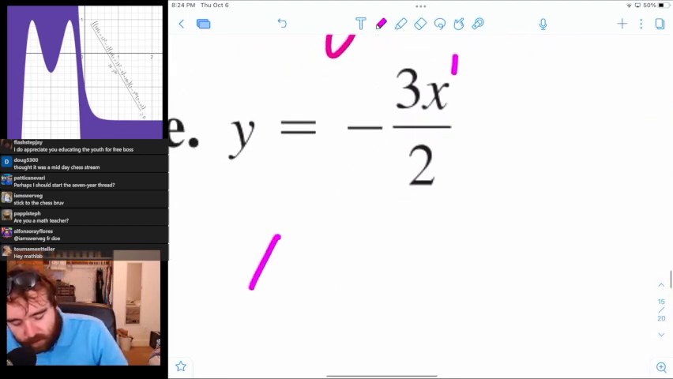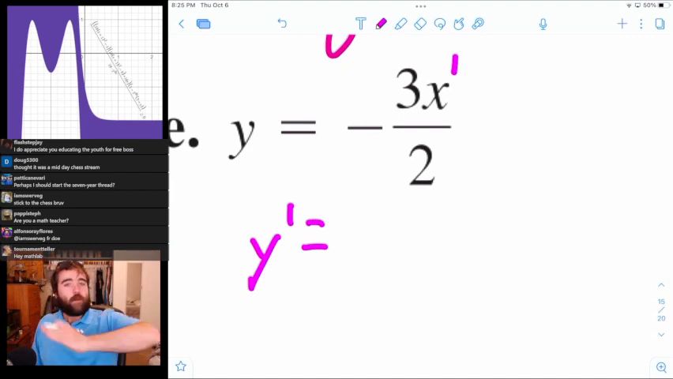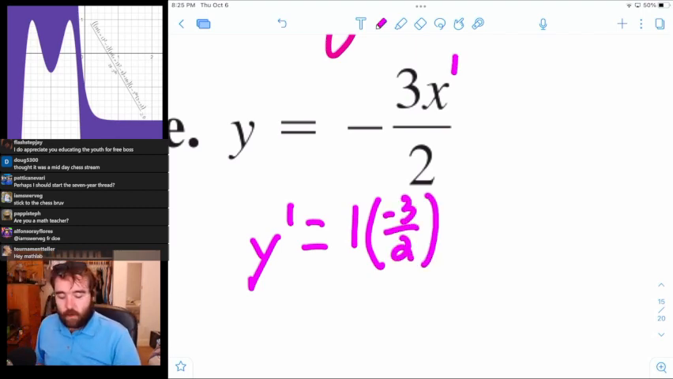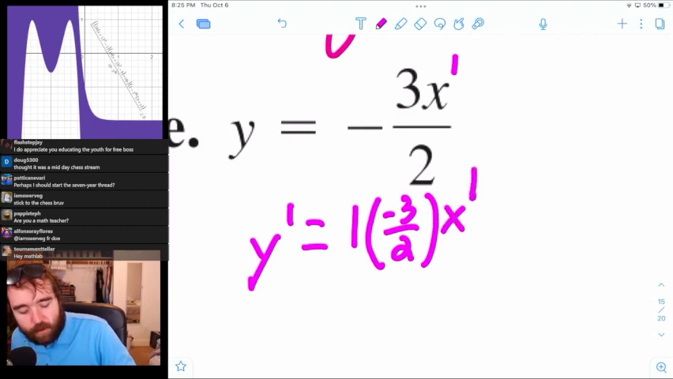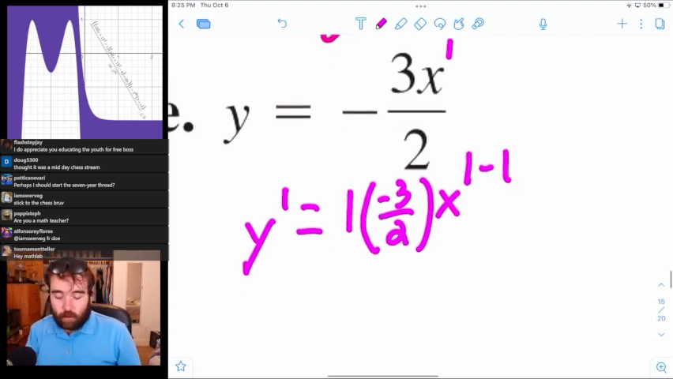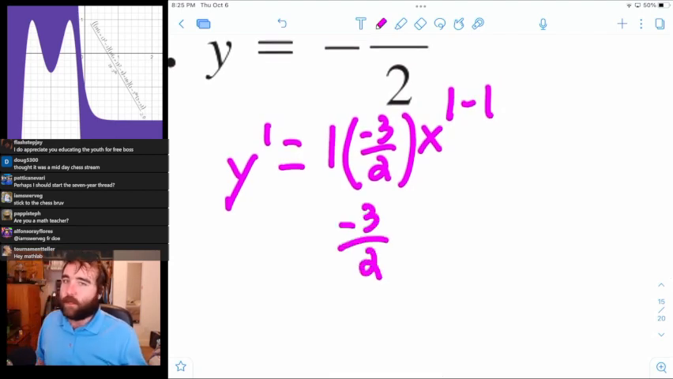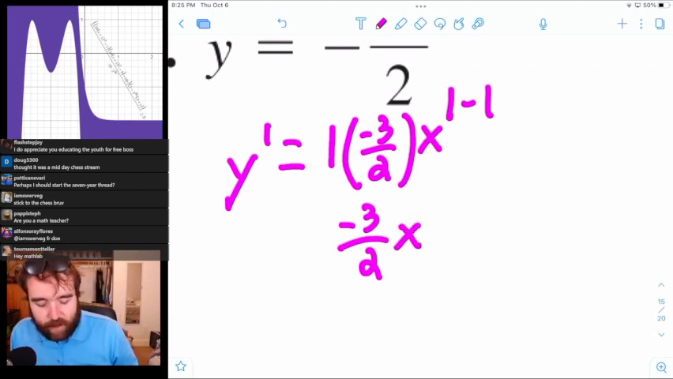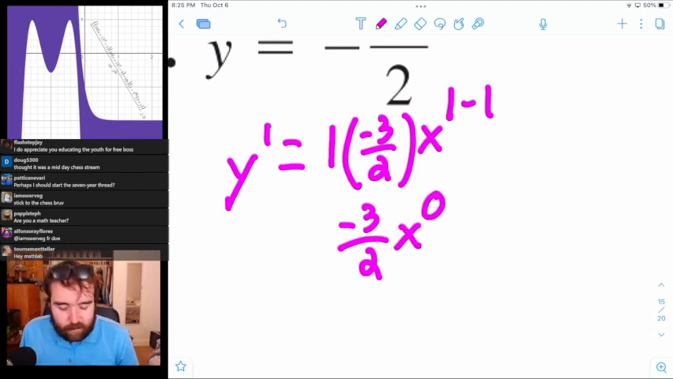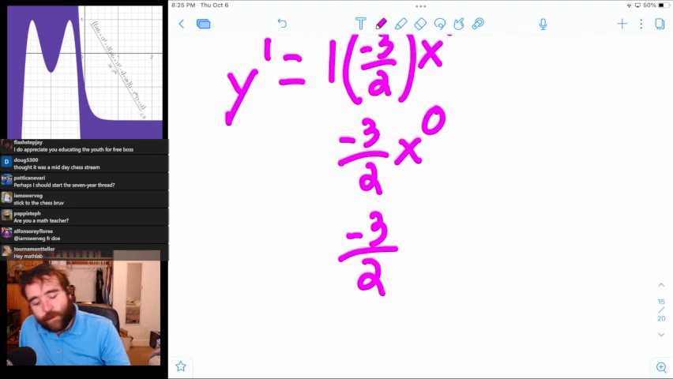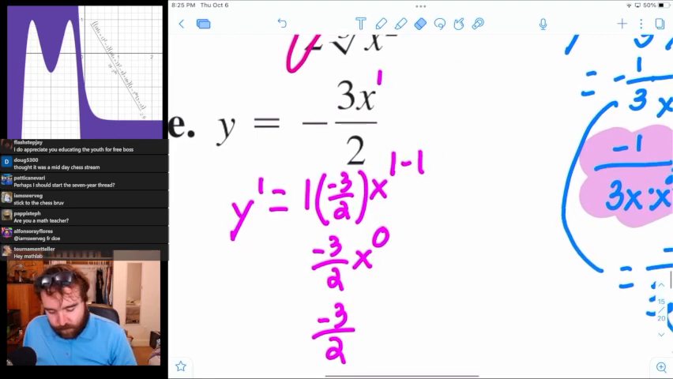So when we try to do the derivative, we're going to bring the power to the front. The power is just 1, so we're going to bring the 1 to the front. That's still being multiplied by the negative 3/2. And then we decrease the power by 1. So x to the 1 minus 1. Okay, well now we simplify, so we get negative 3/2, because 1 times negative 3/2 is still negative 3/2. And then x to the 1 minus 1, so x to the 0. And what is x to the 0? But 1. So this is just negative 3/2 times 1, or just negative 3/2. The x just went away.